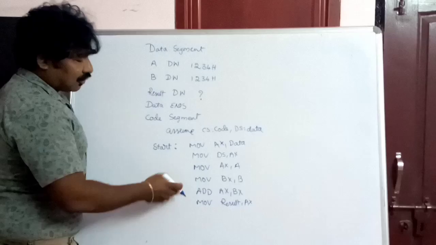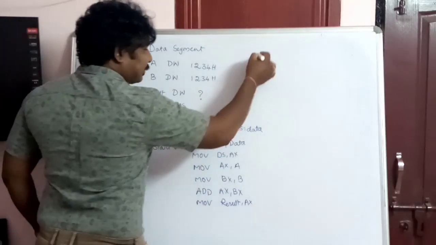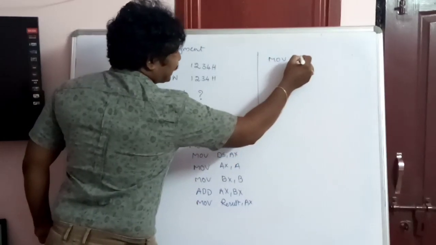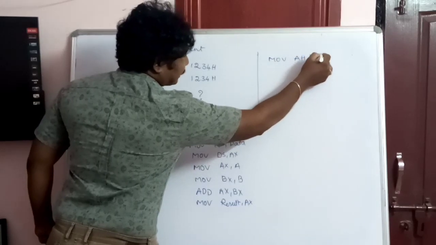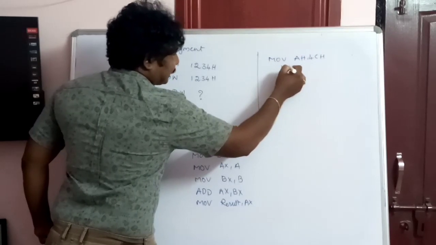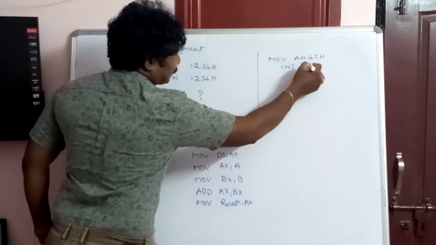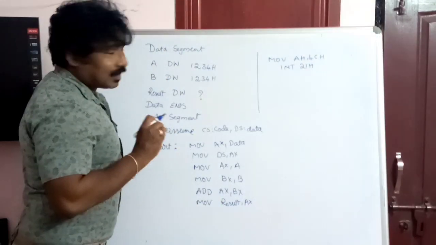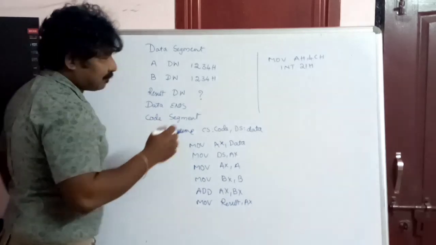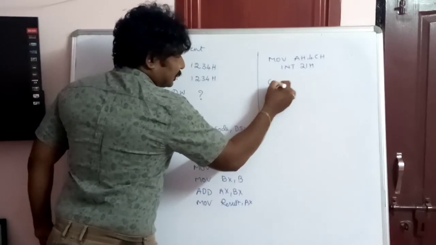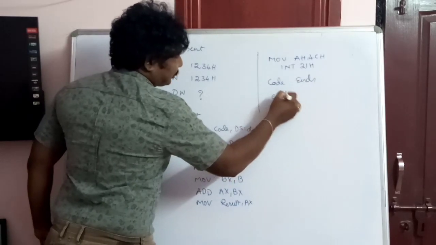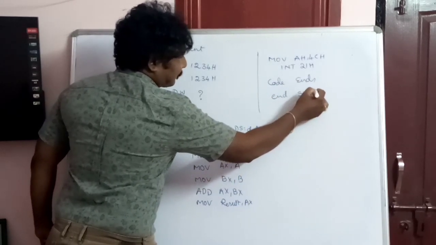This is the logic of the program. We can close the program execution by MOV AH, 4CH, INT 21H. These two lines are used to end your program execution with an exit code. Then I will stop the code segment, CODE ENDS, then END START.